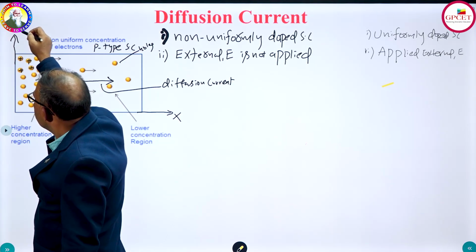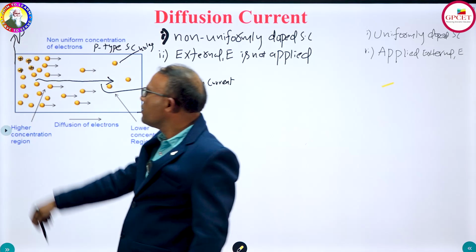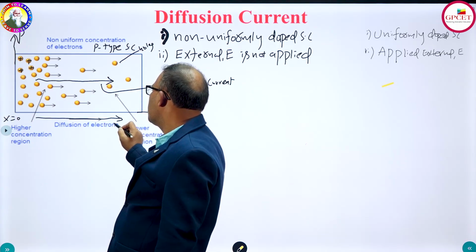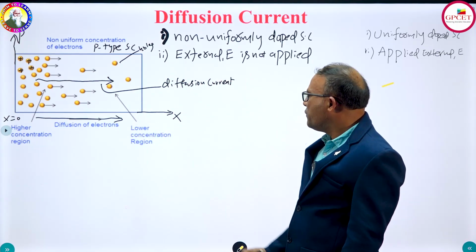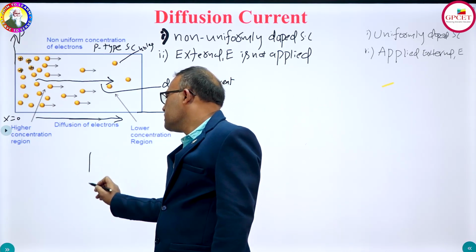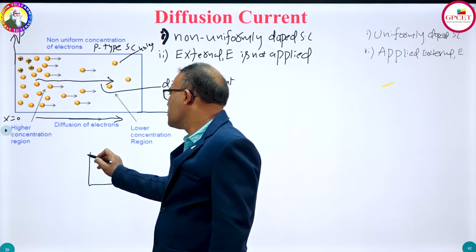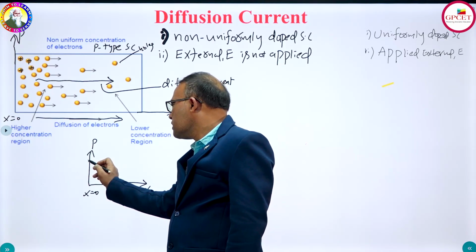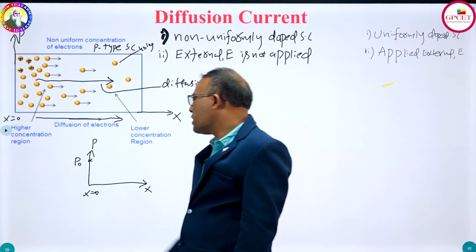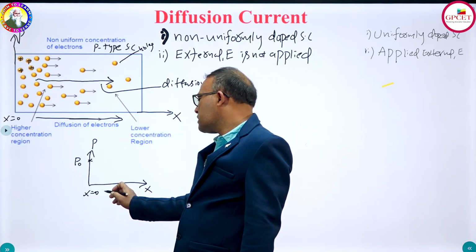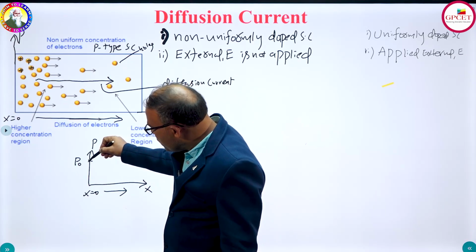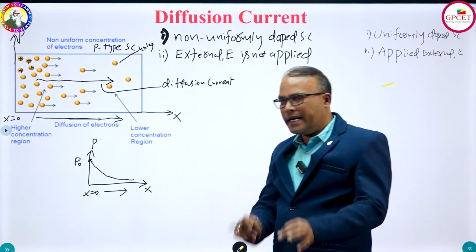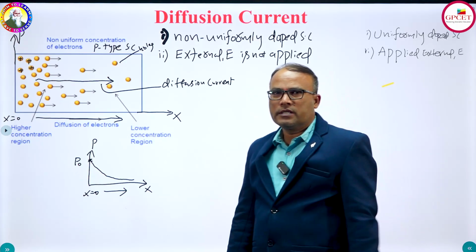As you see, if you take the x-axis as distance x, and the y-axis as concentration p, because it's the number of holes, here I take x equal to 0. As distance x goes on increasing, at x equal to 0 there is a large concentration, which is P naught. As distance increases away from x equal to 0, the concentration of holes decays. This decaying is called a gradient.